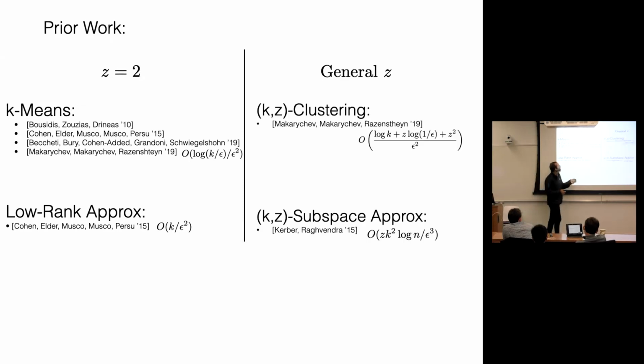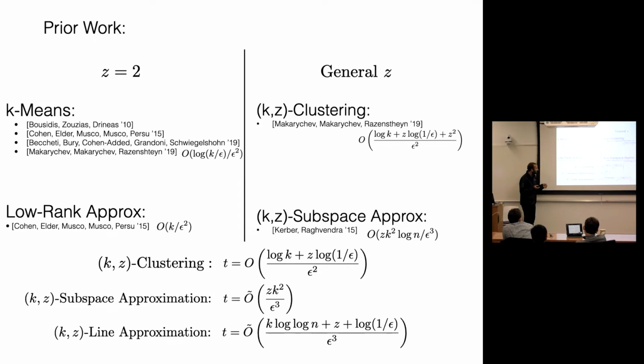But for general z, what was known? Well, actually, the techniques they developed here generalize for general k,z clustering, and they get this kind of guarantee. For k,z subspace approximation, you lose the algebraic properties of z equals 2. There was a bound, but it had a dependence of log n. Somehow, even log n was kind of interesting.